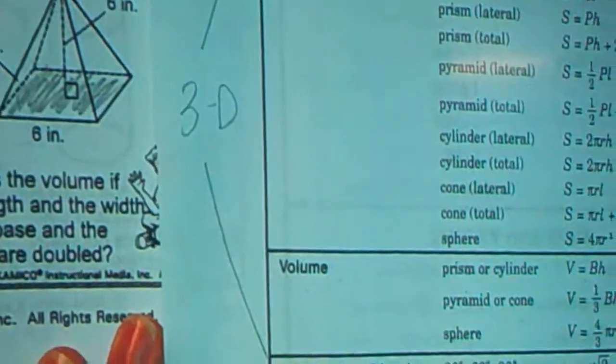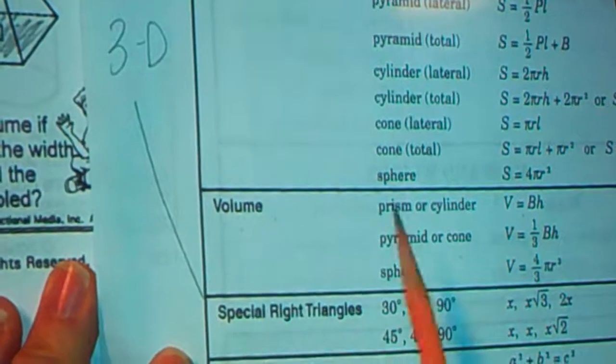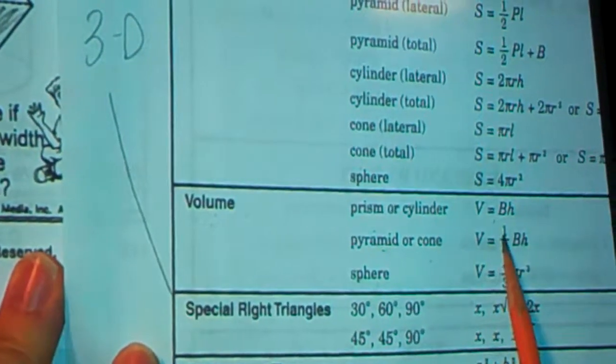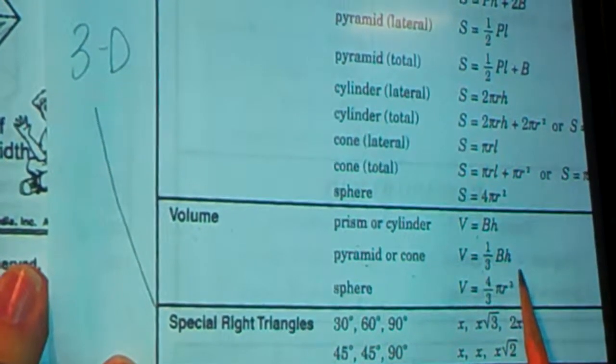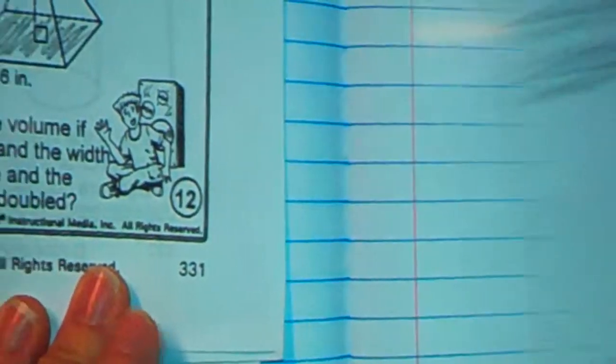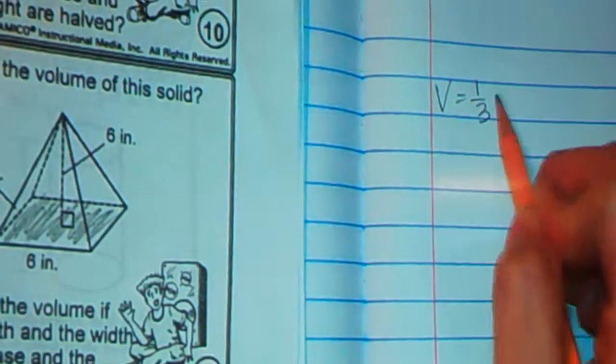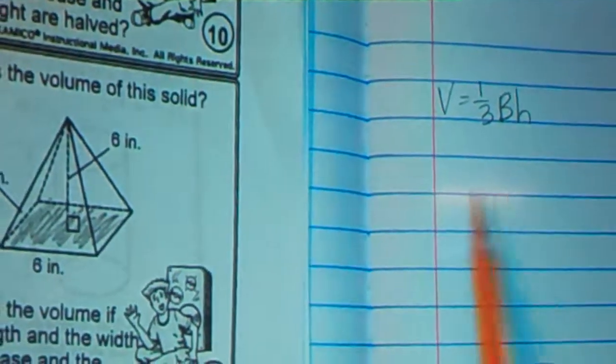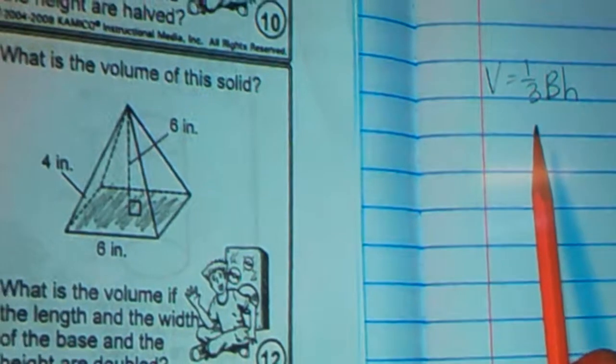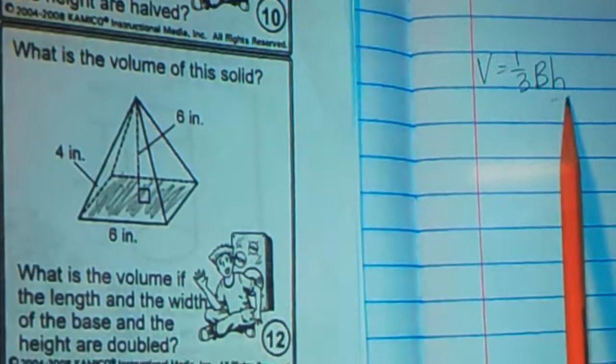So then we're going to go to our formula chart and find the formula for the volume of a pyramid, and it's going to be V equals 1/3 big B times H. So we need to write that down. That was the second step of solving our three-dimensional shapes. The third step is going to be to plug in what is given to us. And it's always going to be the lowercase letter.